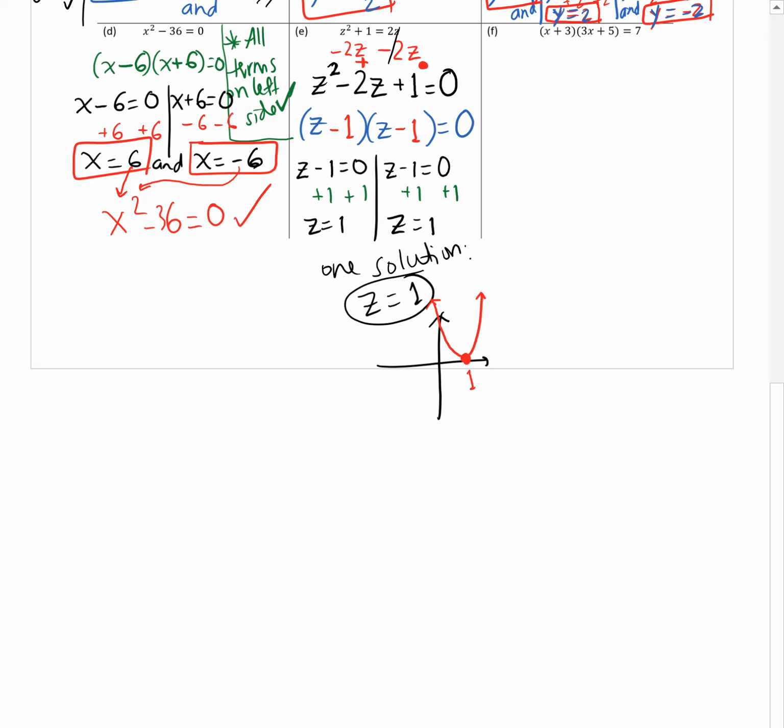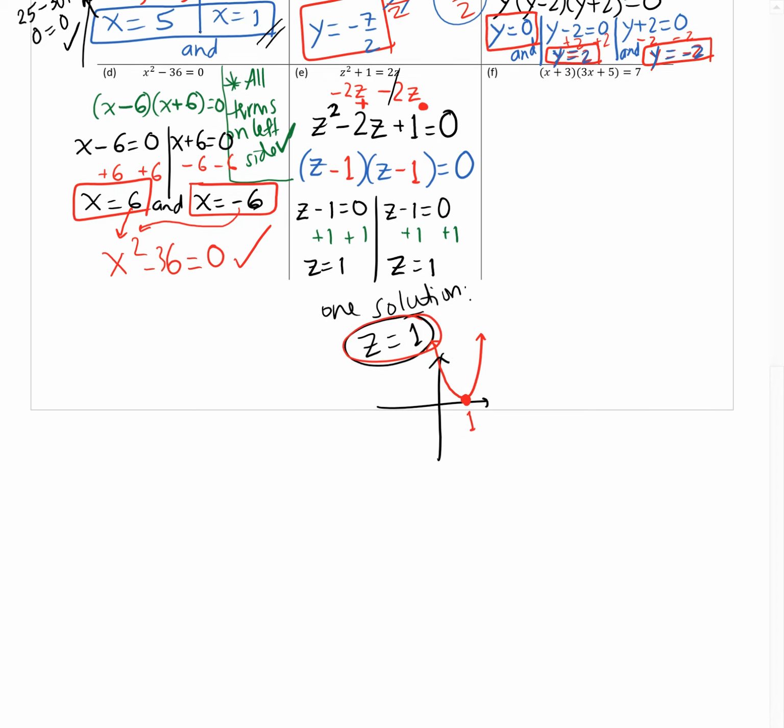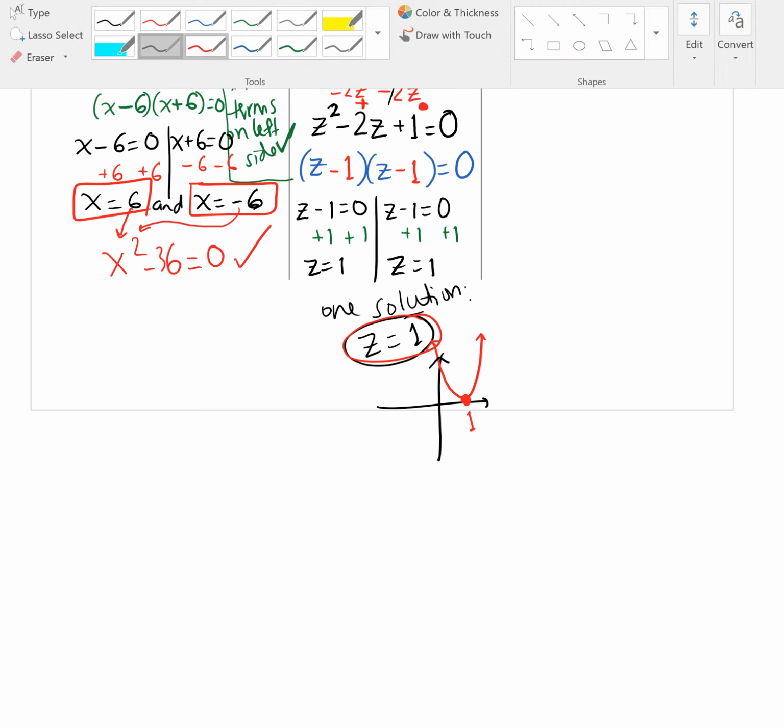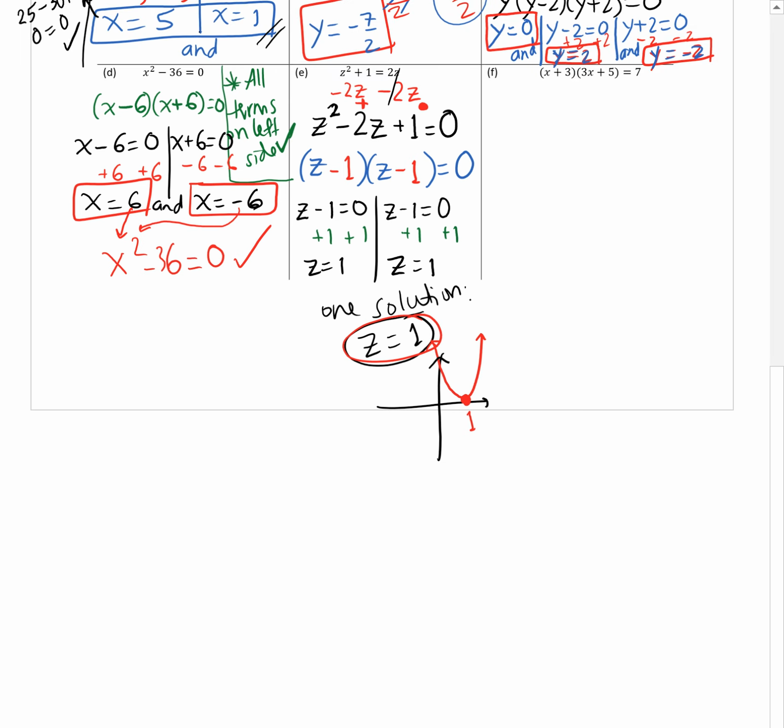So anyway, it kind of just touches the x-axis and comes back up. It only hits the x-axis one time, and that's why there's only one solution. That's as opposed to, like in part D there. Part D, it was x squared minus 36 equals 0, and we got 2 solutions. So since there are 2 solutions, that corresponds to 2 x-intercepts.